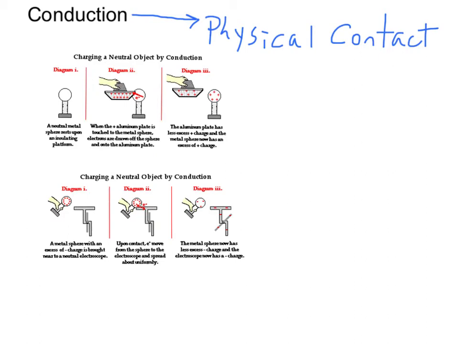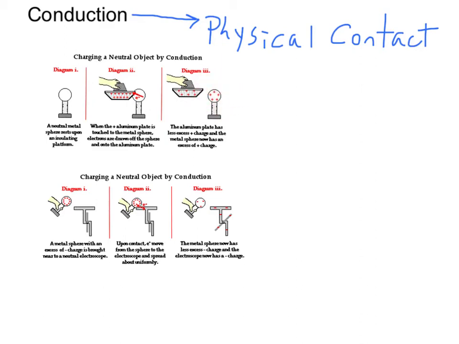So the second object gets the same type of charge as the first object originally had. For example, say we have a neutral metal sphere sitting on an insulated platform. When we bring an insulated charged aluminum plate to that insulated sphere and touch it, the electrons in that sphere are drawn out of it and into that positively charged aluminum plate. The result is that the aluminum plate has less excess positive charge on it, and because electrons left that sphere, it now has a positive charge.